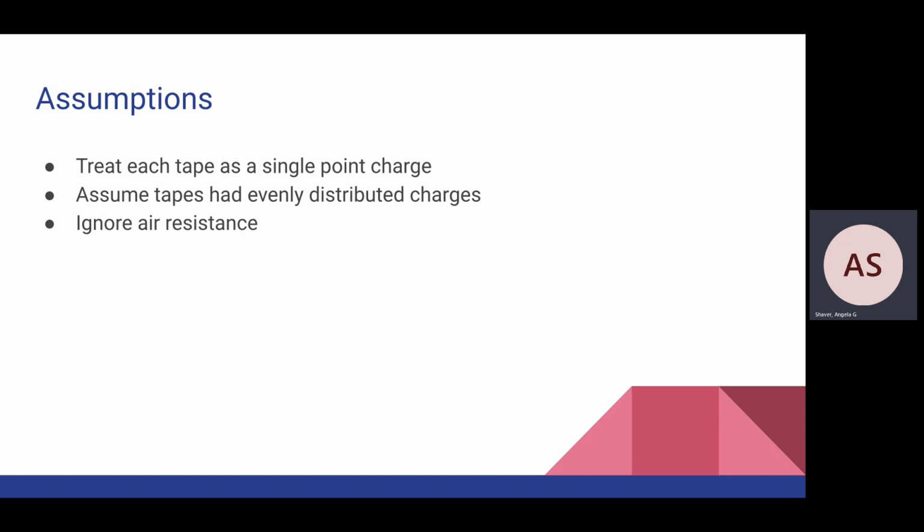There were three main assumptions made before beginning the lab. Number one was that we assumed each piece of tape could be treated as a single point charge. The second assumption was that the charges were evenly distributed along the piece of tape. And the third assumption was that we assumed that air resistance was negligible in this scenario.